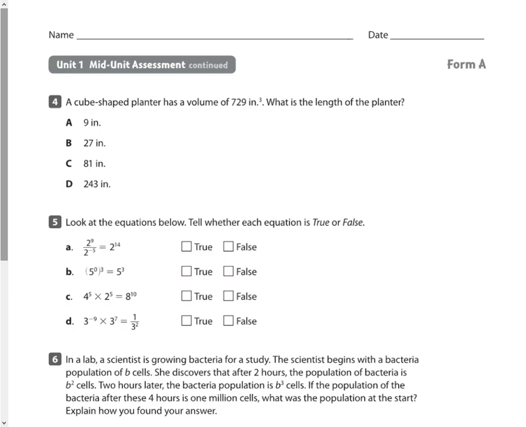All right, turn to page number 4. A cube-shaped planter has a volume. So again, a cube is just like a square, but it's 3-dimensional. But same idea, all the side lengths are the same. And that includes the length, the width, and the height. They're all the same. So volume of a cube is length times width times height. Or in this case, since they're all the same, it's x times x times x, or x cubed.